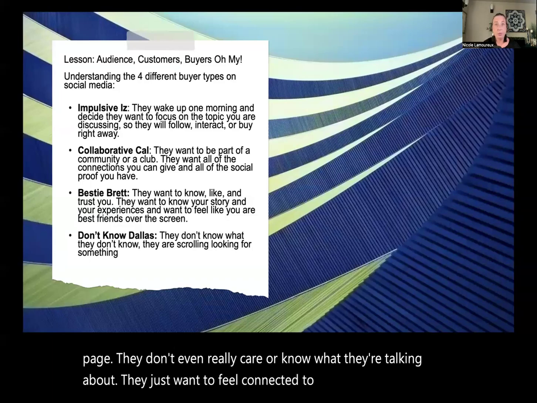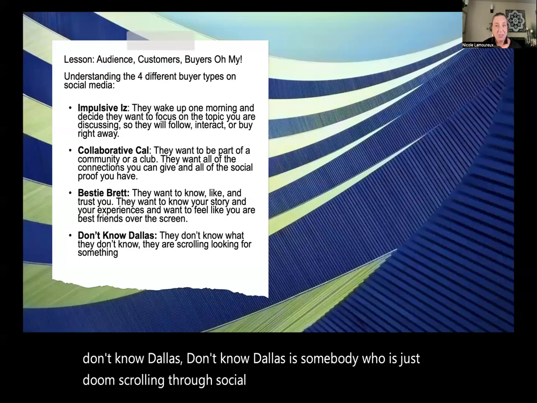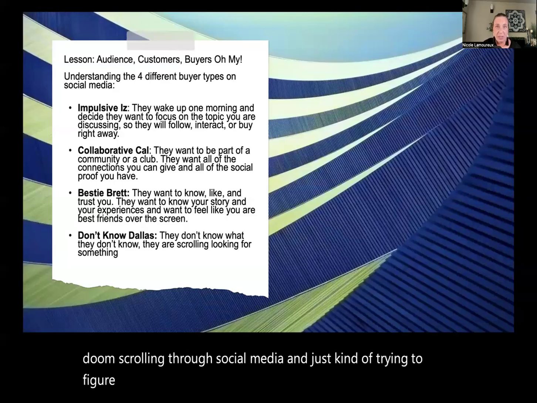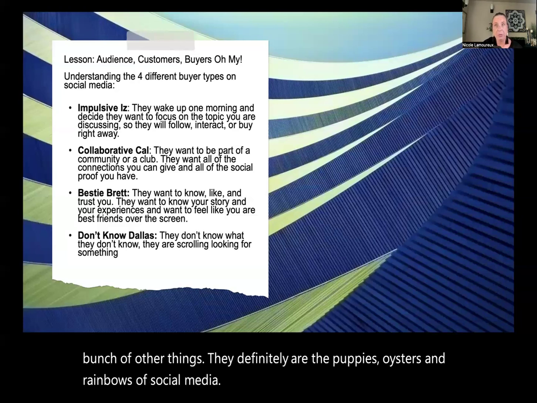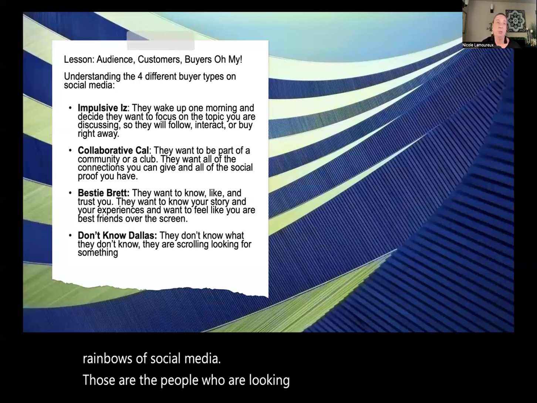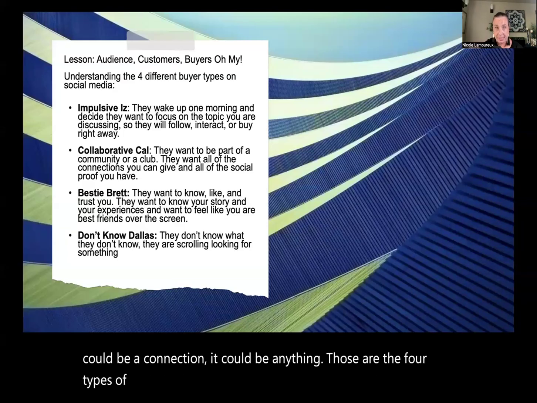And then there's Don't Know Dallas. Don't Know Dallas is somebody who is just doom scrolling through social media and just kind of trying to figure out what aligns with them. They don't care. They might like a bunch of other things. They definitely are the puppies, oysters, and rainbows of social media. Those are the people who are looking for information, or a connection, or anything. Those are the 4 types of buyers that exist.